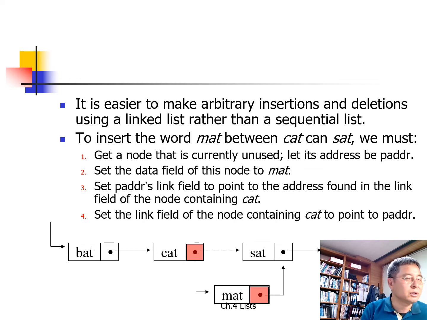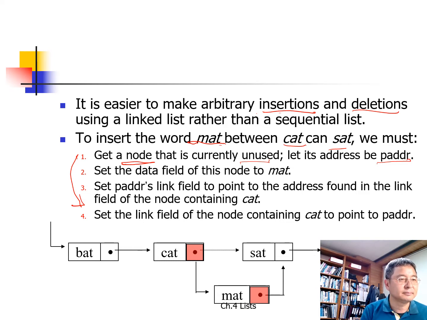Okay, if we use a linked list, then arbitrary insertion and deletion are very convenient and executed very quickly. So in the same situation, we want to add a new word, mat, between cat and set. Then we can follow these 4 steps. Okay, so we allocate one node of memory space, getting a node that is currently unused, and that address is the P address.